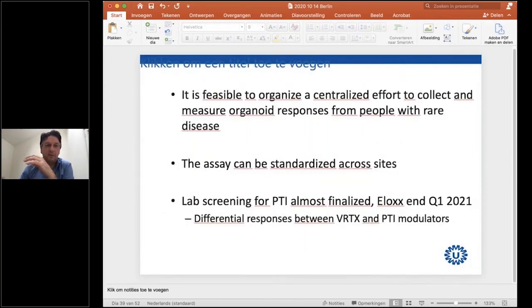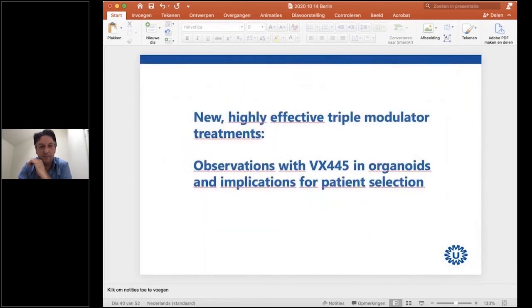So just to quickly summarize this part, it's feasible to organize a centralized effort to collect and measure organoid responses from people with rare disease. You can standardize this across sites. I haven't shown this, but we do this together with Leuven and Lissabon, Margarita Amaral and Chris de Boek Lab. It shows a nice reproducibility, and we're almost finalizing the screening efforts now, and we see these differential responses between different types of modulator combinations.